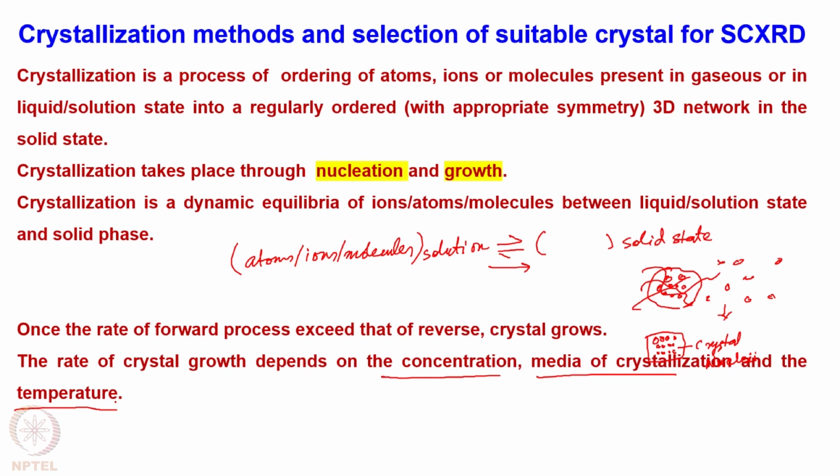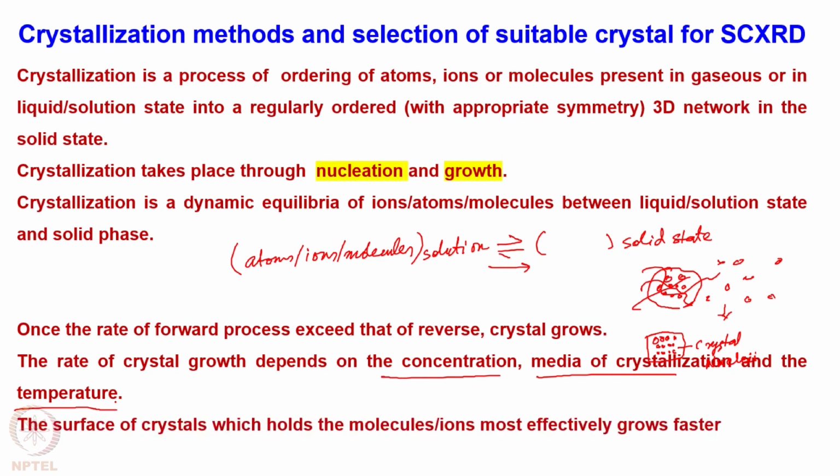Temperature has a very important role in crystallization. Some compounds crystallize at higher temperature, some compounds give you very nice good crystals at a much lower temperature like -15, -20 degrees centigrade or even lower. So we will discuss some of these crystallization methods in the following slides.